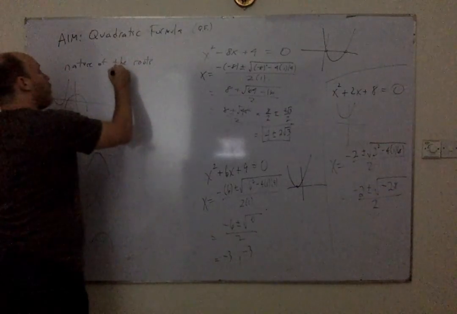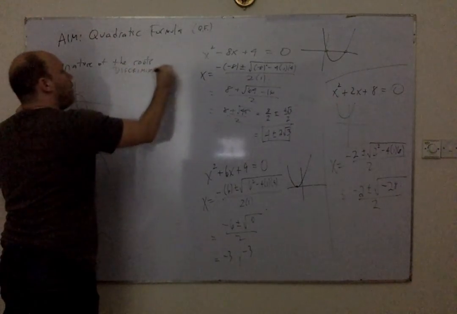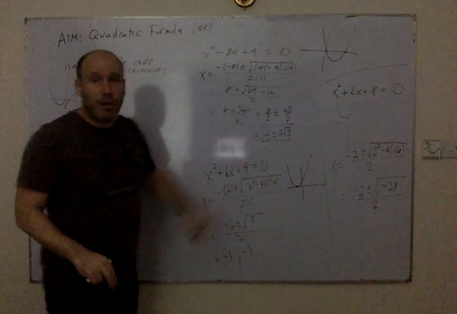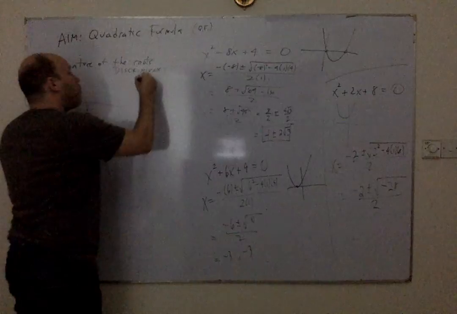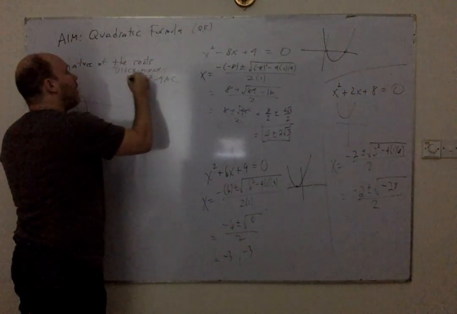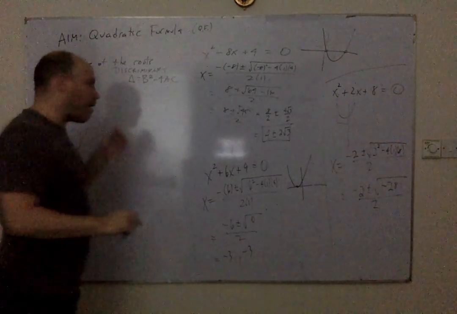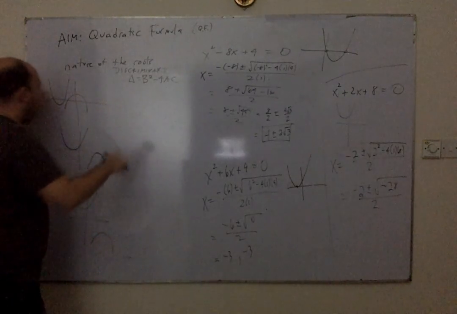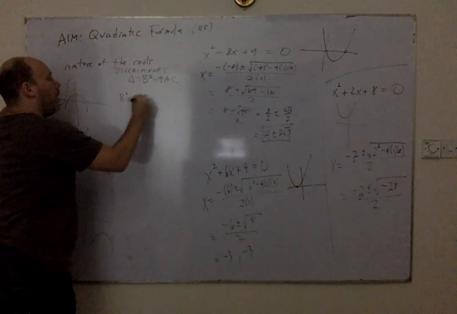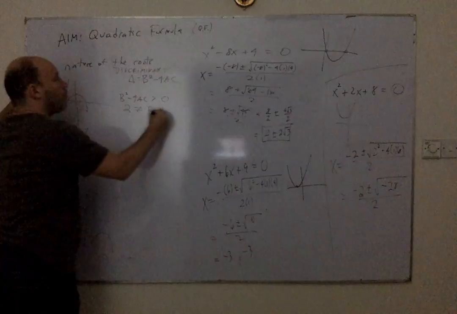Now, what we're going to do is we're going to look at the discriminant. The discriminant is that expression under the radical. And if you recall, that was b squared minus 4ac. Sometimes it's referred to as a delta. Now, this is kind of cool. Think about this. If the expression under the radical is greater than 0, we have two non-equal real roots.